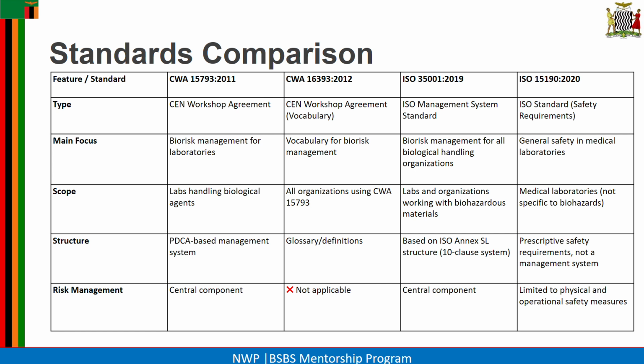Risk management. So for CWA 15793, risk management is the central component. Then 16393, not applicable because it's the same thing as 15793. ISO 35001, risk management is also the central component. But for 15190, there's limited information on risk assessment. It's limited to physical and operational safety measures. So risk assessment is not the main central component that everything revolves around.